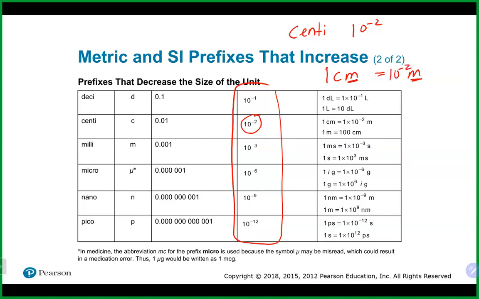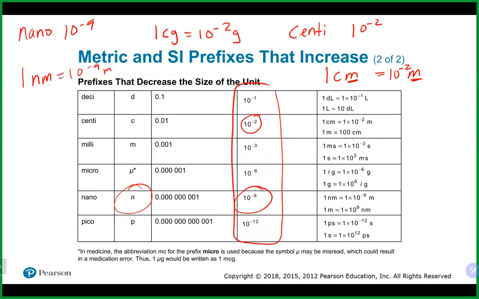And it's a very common thing. People always do it backwards. They'll go, 10 to the minus 2 centimeters is 1 meter. Same thing if we had, say, centigrams. 1 centigram would equal 10 to the minus 2 grams. Now, if we had something like nano, which is 10 to the minus 9, and I had 1 nanometer, it would be 10 to the minus 9 meters. So again, 1 prefix unit is that much of the base unit.